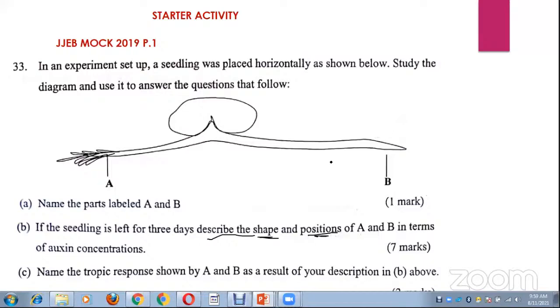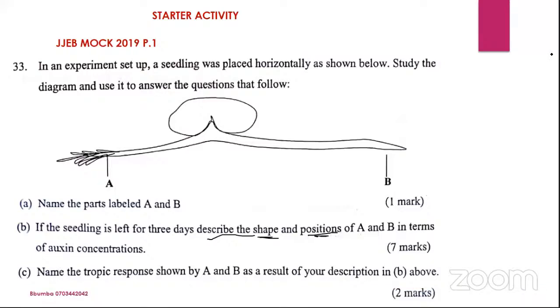We are left with about 1 minute. Of course, we are just getting ideas. Then let us look at, name the tropic response shown in A. So what is the tropic response shown in A and B? Joshua has moved down. Yes, Wide.